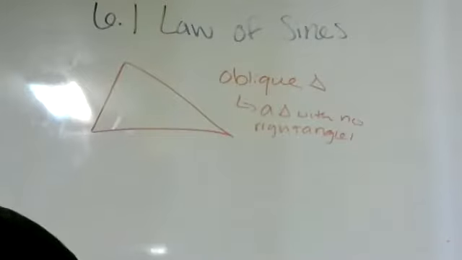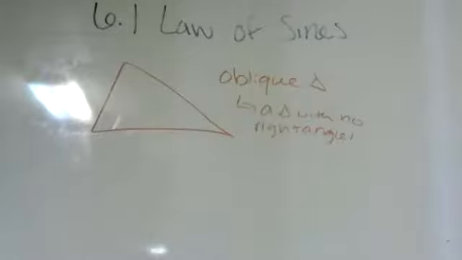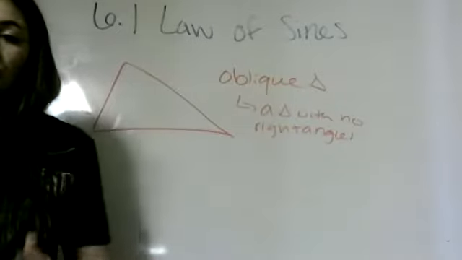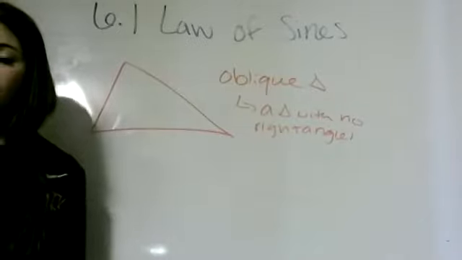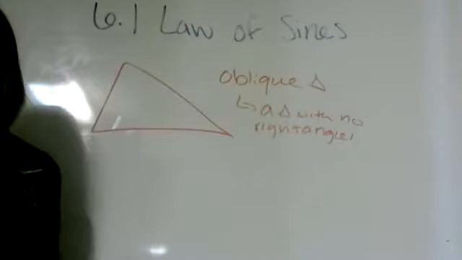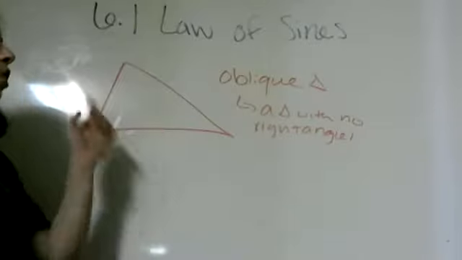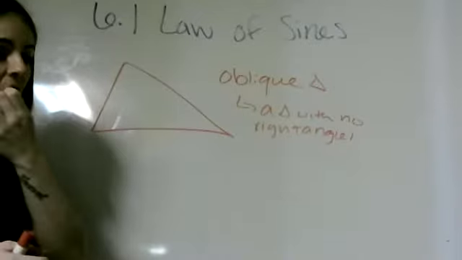Okay, so in this oblique triangle, because it has no right angles, we are not able to use the Pythagorean theorem. You can only use Pythagorean when you have a right angle within that triangle. So when I ask you to solve this triangle, you're going to have to use what's called law of sines.